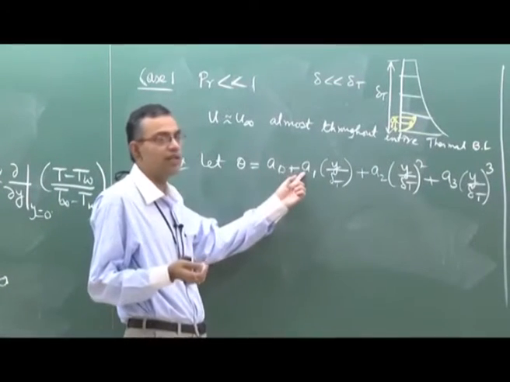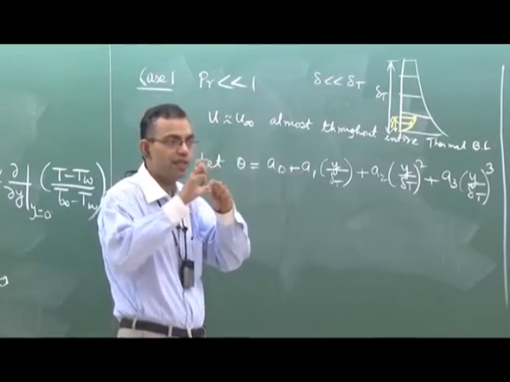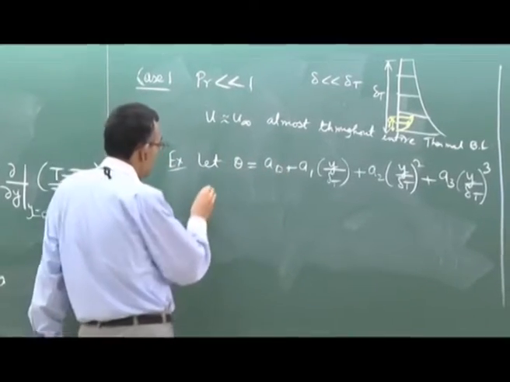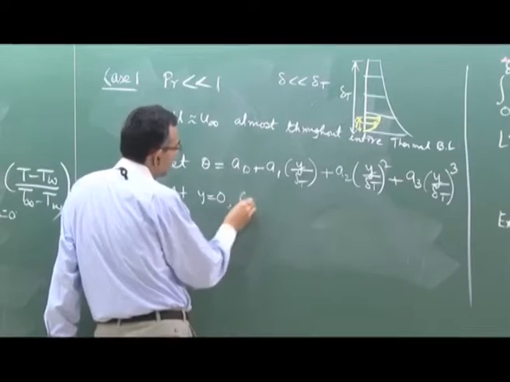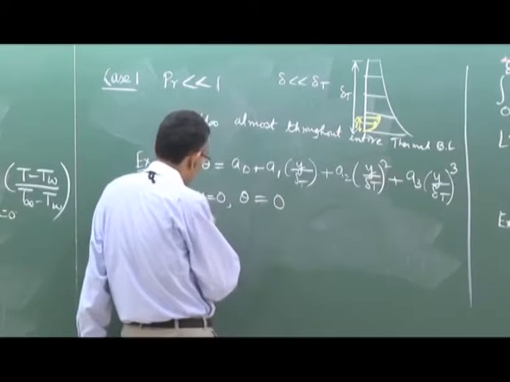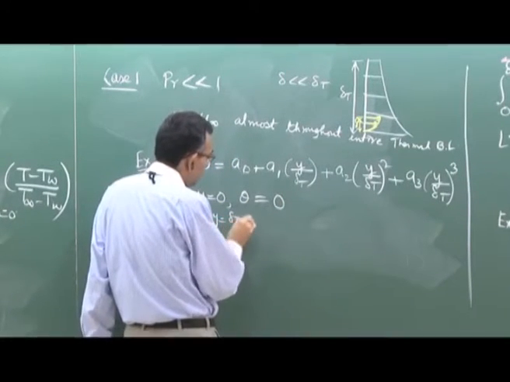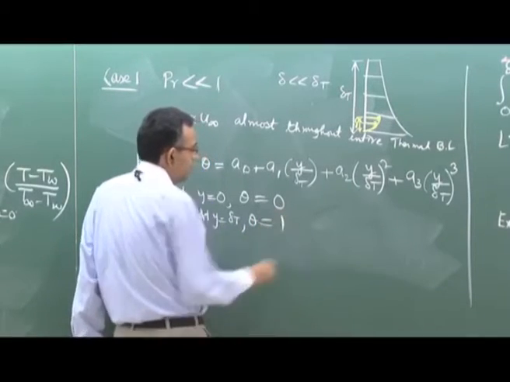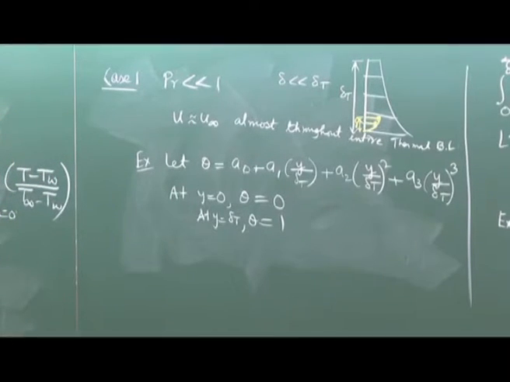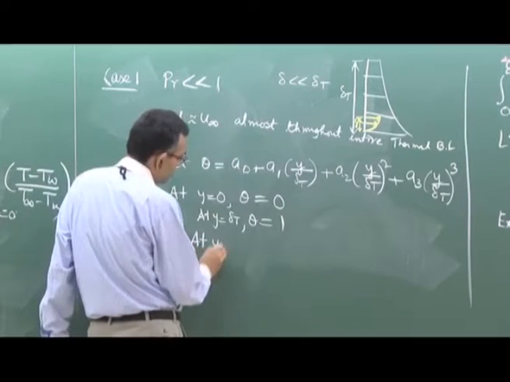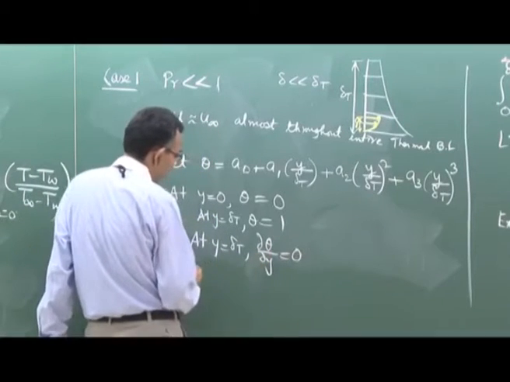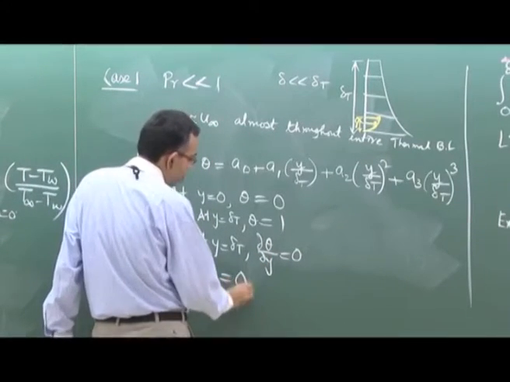So see, at least two constants, if those are there, those should match the values at y equal to 0 and y equal to delta t, that much should be there. So at y equal to 0, what is theta? Theta is 0. At y equal to delta t, theta is 1. Then at y equal to delta t, del theta del y is equal to 0. And the fourth one, at y equal to 0.